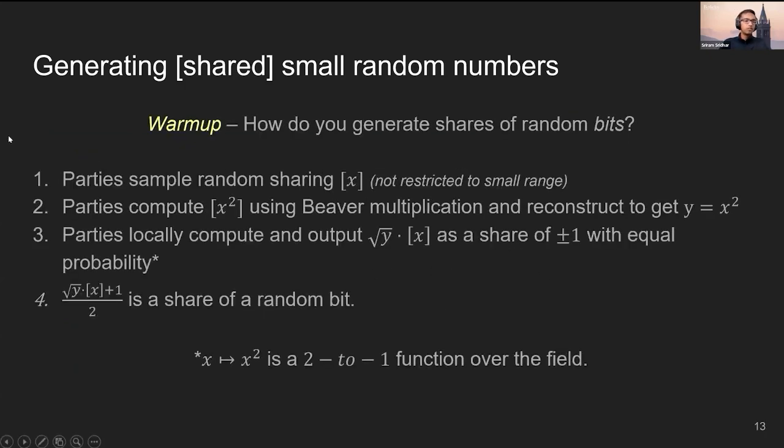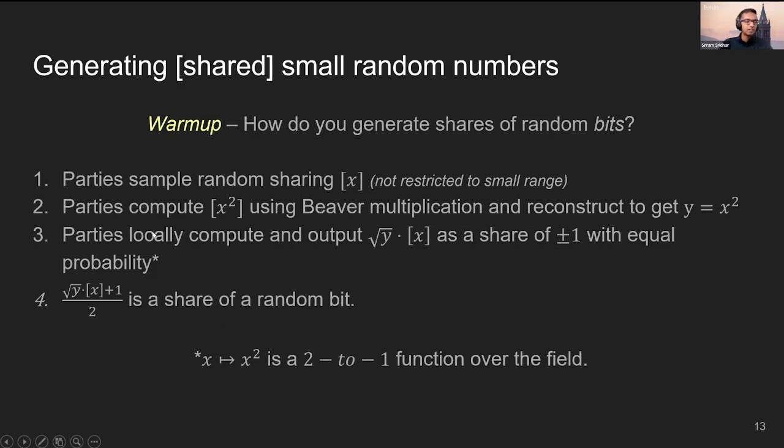So here we have this protocol that can generate random bits. The parties first sample a random sharing of some element. So each party just chooses a random x_i. And this implies that when you add all the x_i's together, you're just going to get a random value. This is not restricted to a small range. So in step 2, the parties compute x squared, which is still a random number in the field, and they reconstruct it to get x squared. Now that x squared does leak information about x. In particular, when you get x squared in the clear, x can be one of 2 values.